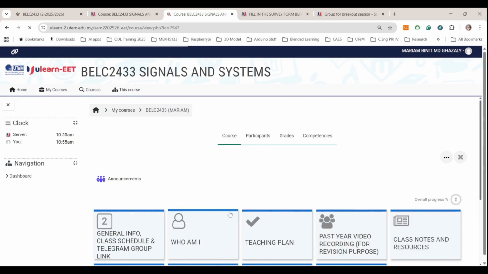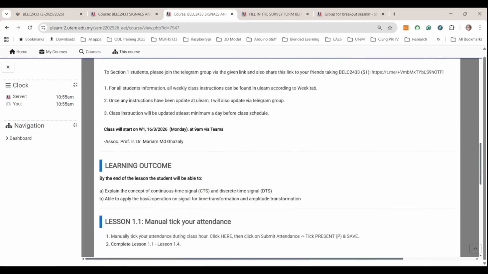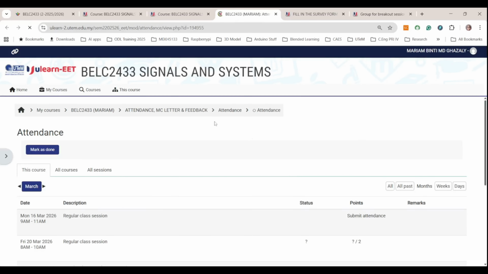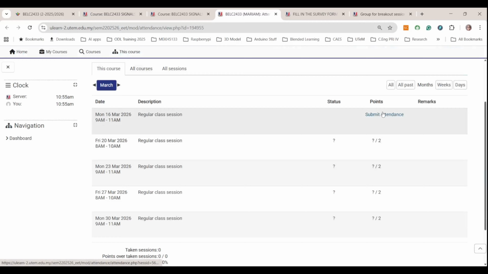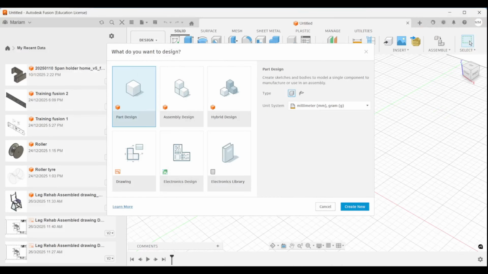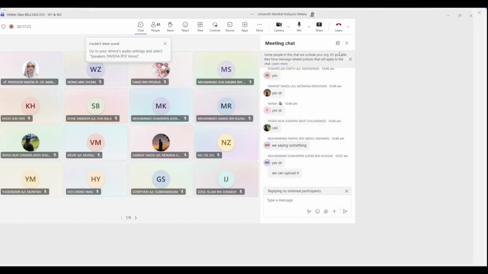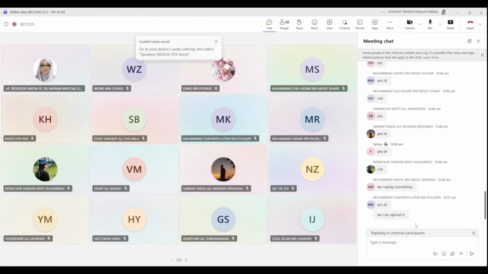Then apart from that, don't forget attendance here also. This is manual tick attendance. Don't forget to do it. It's still open until 11, five more minutes before it closes. It will close on time. So do that now. Any question? Any question from students? Any question? No?